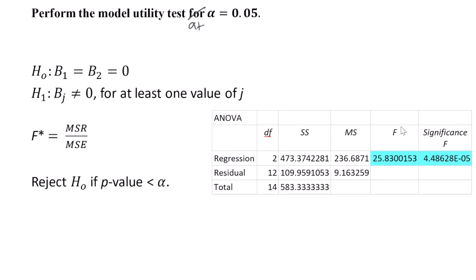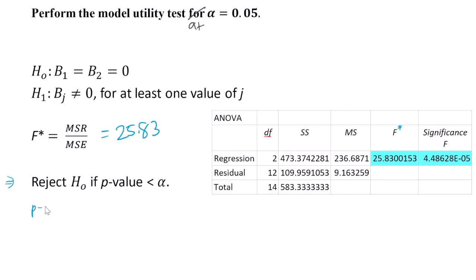The value of the test statistic is over here, 25.8300. Okay, and I will not be using the statistical table in this case, but I would use the p-value over here. As we have discussed in the previous chapter, the decision would be to reject the null hypothesis if the p-value is less than alpha.